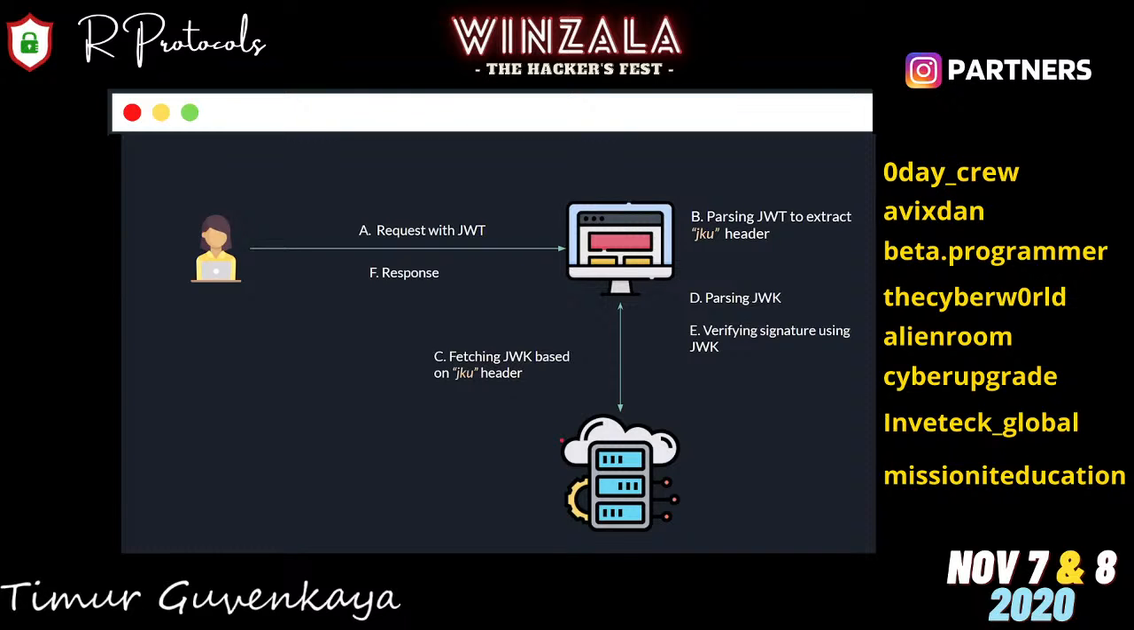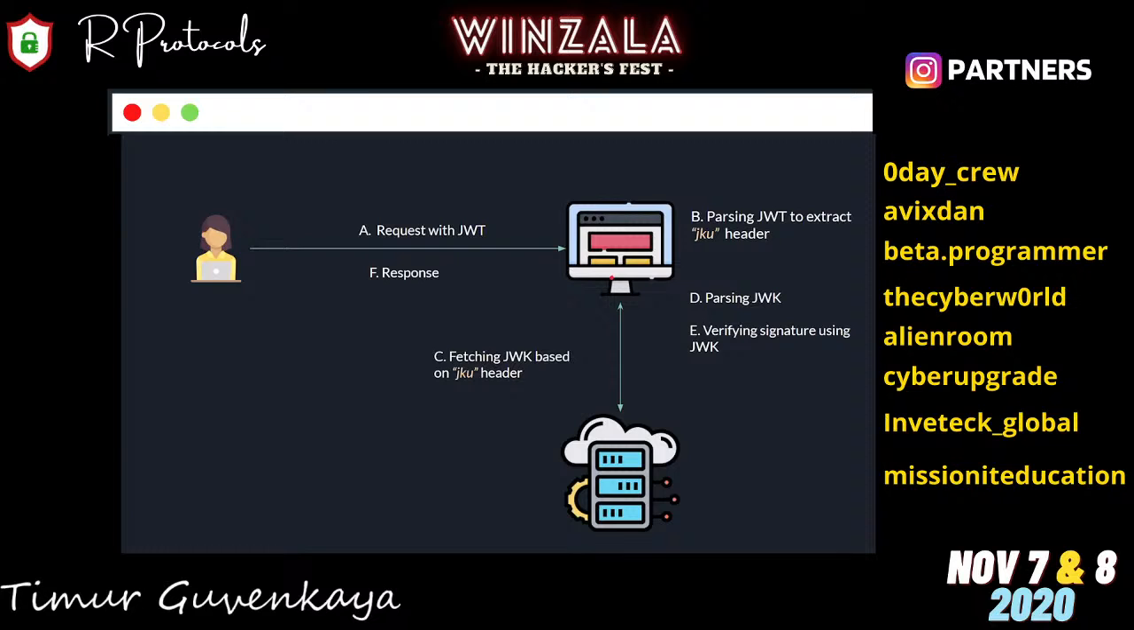So how does it work? This one is just a regular JKU usage. You send a request with a JWT, and the application parses and extracts the JKU header. Then it follows that JKU, which is basically a URL, to the JWK, and fetches the JWK, that JSON objectified public key. The application then parses it, verifies the signature using that JWK, and sends a response back.